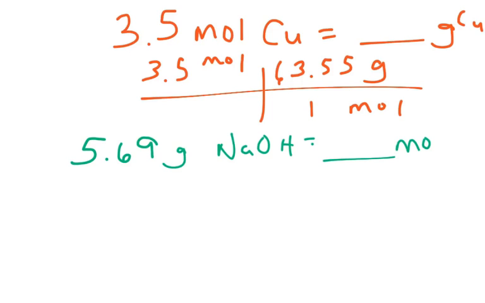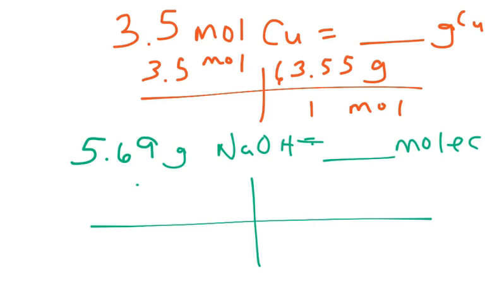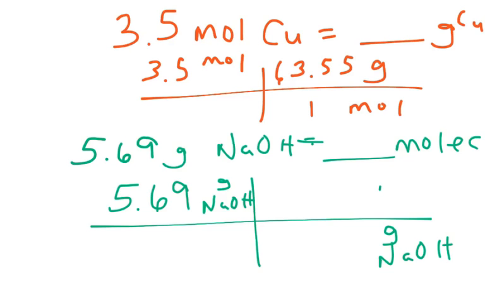Little more complicated, but still not bad, is what if you have 5.69 grams of NaOH, and I want to know how many molecules that is. Okay, now there's a couple ways you can set this up. You can do this as a two-step cross, but if you're not a fan of two-steppers, watch. Put your given up there, put the unit of your given down here, put the unit you're looking for there. And just like we did before, what do we fill into molecules and grams?